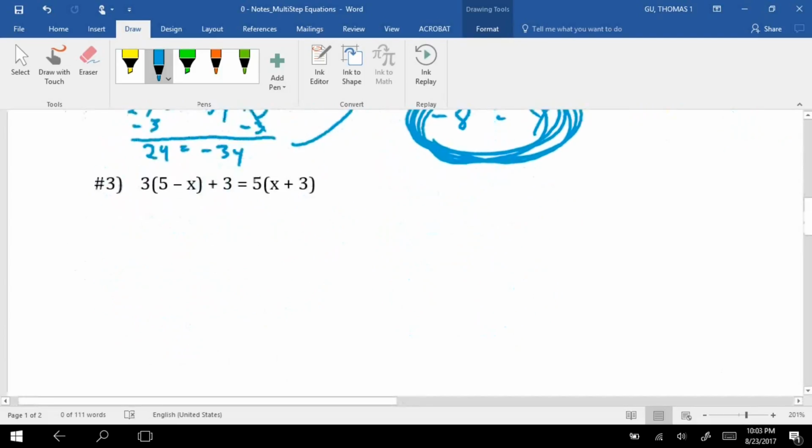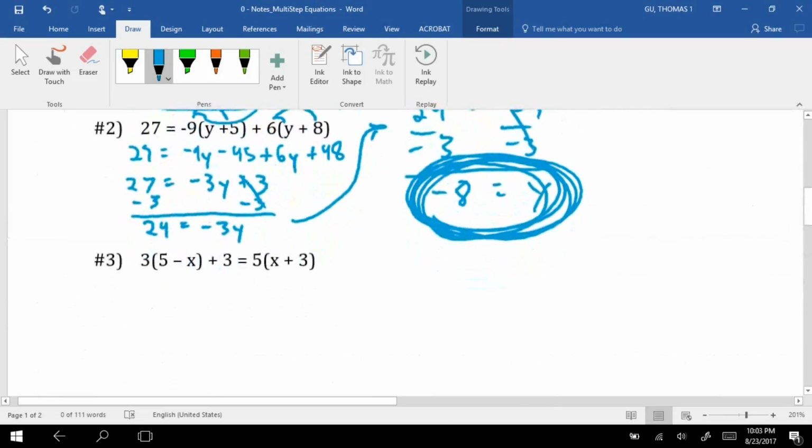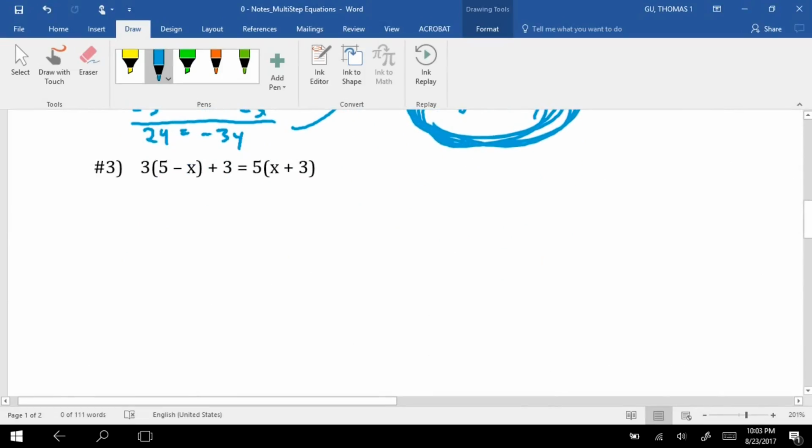And now we are on. Is this the last one? Okay, we're on to the last one. Let's get to the last one here. Now we have, whoa, what is this? This looks a little bit crazy, but what are we going to do first?